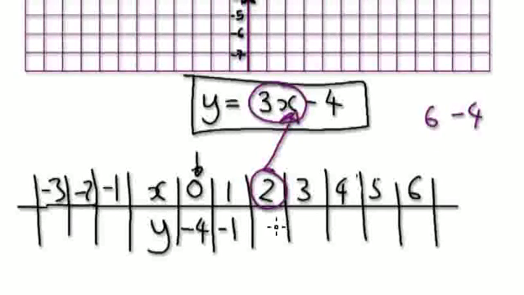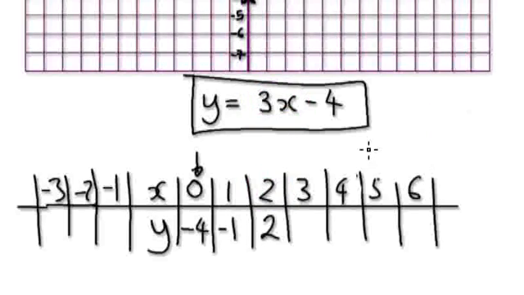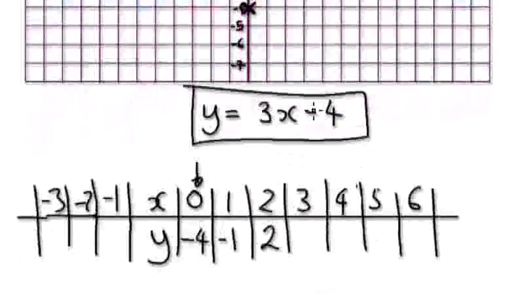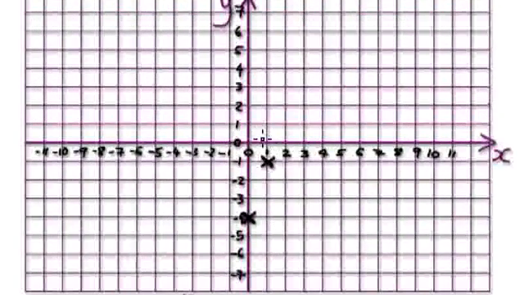Sorry, 6 minus 4 would be 2. Okay, so let's try and plot this here. So when x is 2, y will be 2. So what this means is when x is 2, that's somewhere along here, and y will be 2, so it'd be right here. So when x is 2, y will be 2. So this here would be your next point.